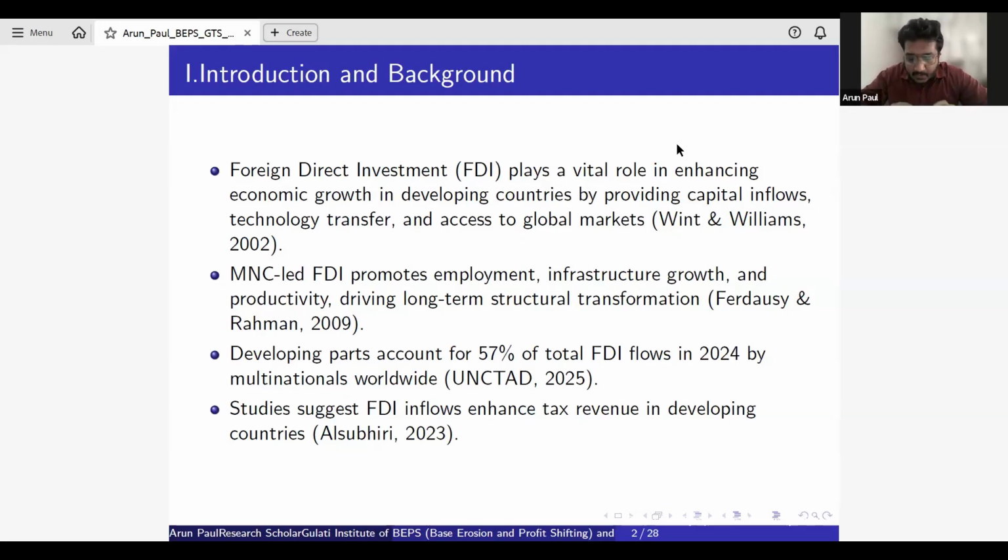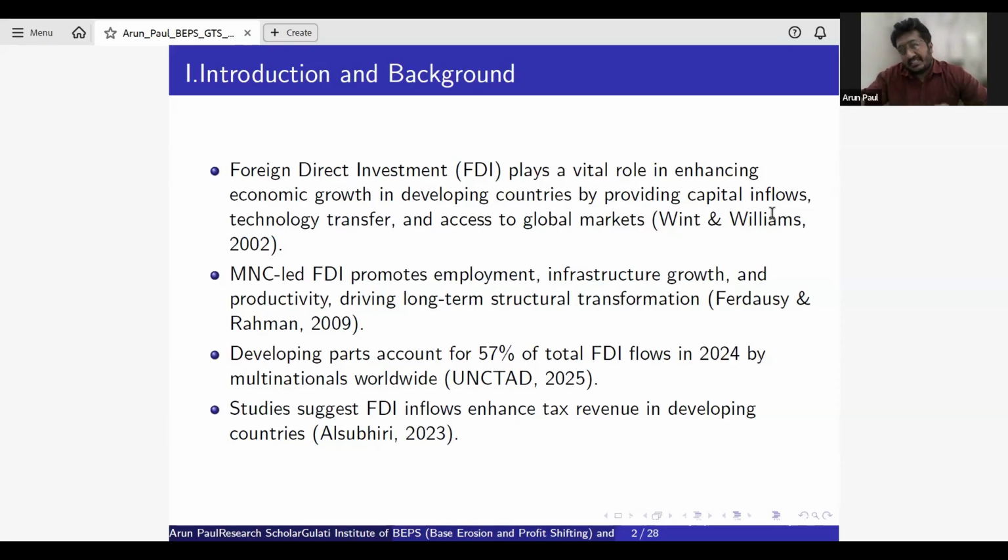The main aspect is that if a multinational is going to invest in a developing economy, employment will be generated and productive capital will be enhanced. So it is seen as the true engine of development. Foreign direct investment plays a vital role in enhancing economic growth in developing countries by providing capital inflows, technology transfer, and access to global markets.